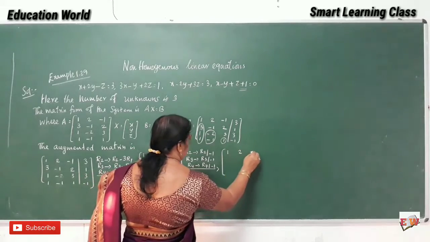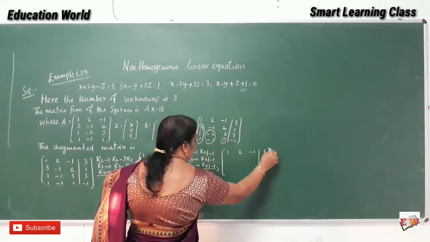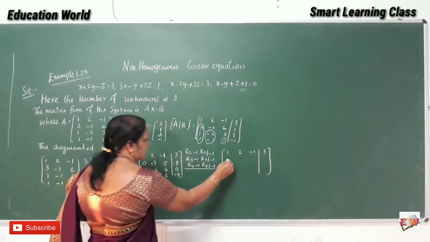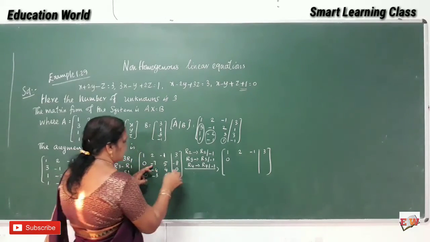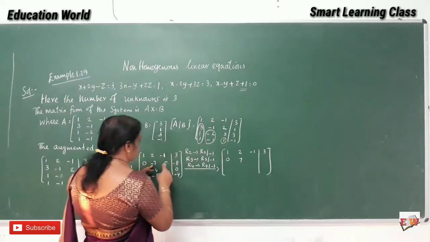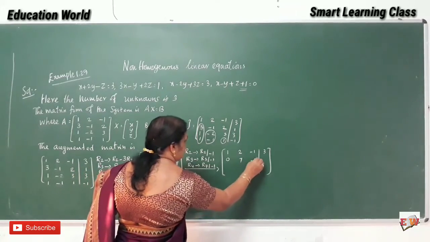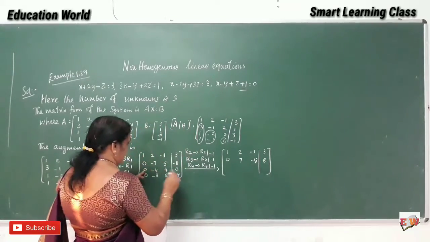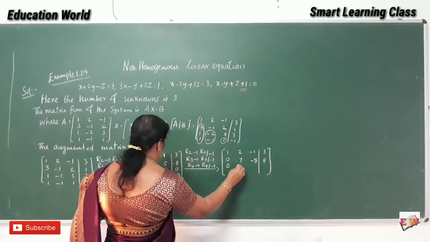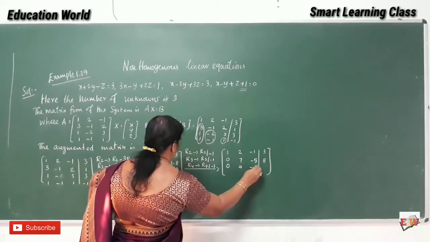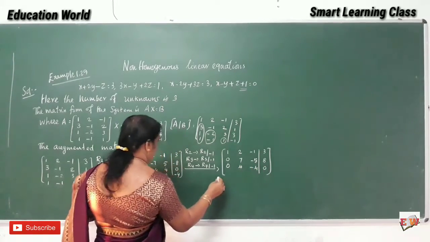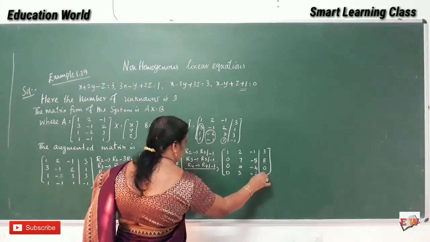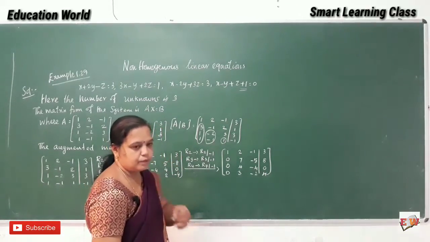1, 2, minus 1, 3. If you multiply by minus, this is 0. This minus 7 will come to 7. This one is minus 5. Here plus 8. 0, 4, minus 4, 0. 0, 3, minus 2, plus 4.